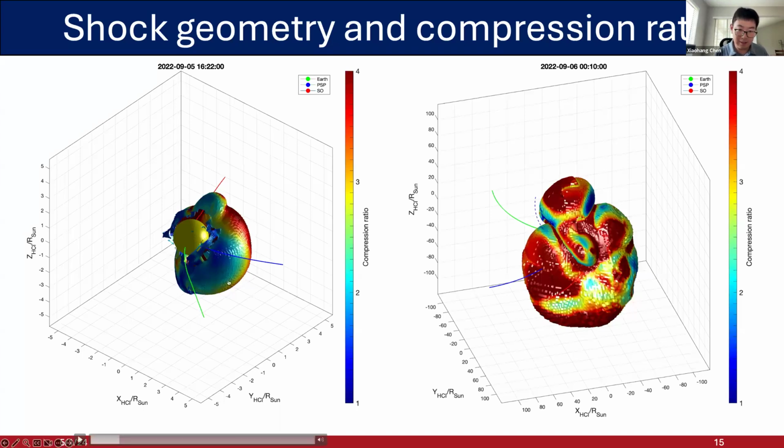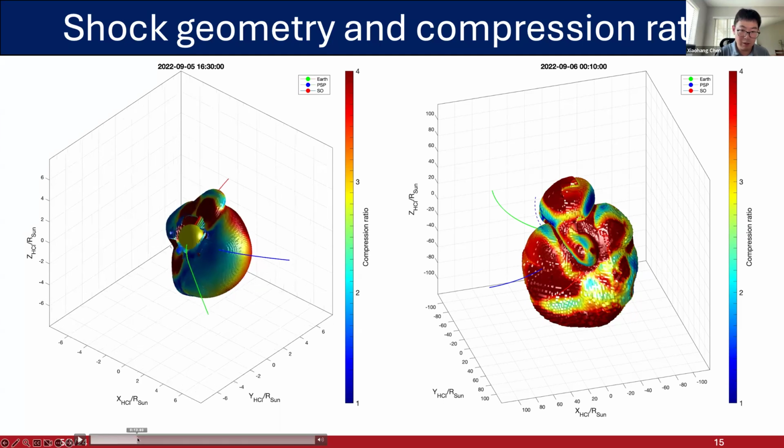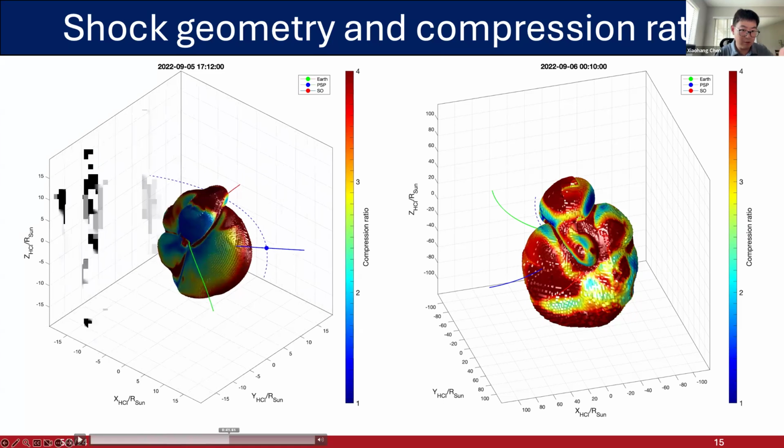We can see that initially this blue line is the field line connecting to PSP. It connects to some region with a relatively lower compression ratio. But because PSP is moving very fast near perihelion, this line gradually shifts to this hot region on the shock surface.